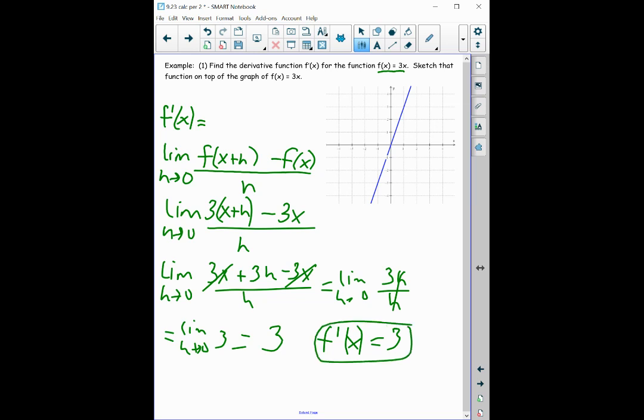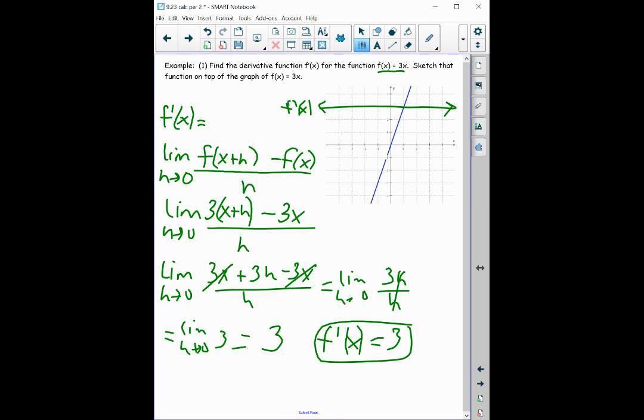You're like, Ms. Bowman, that derivative function is a number. Yes, it is. If I were to graph this function, this is like the line y equals 3. Guys, if I were to graph this, it would just be a horizontal line at a height of 3. This is my f prime of x graph.